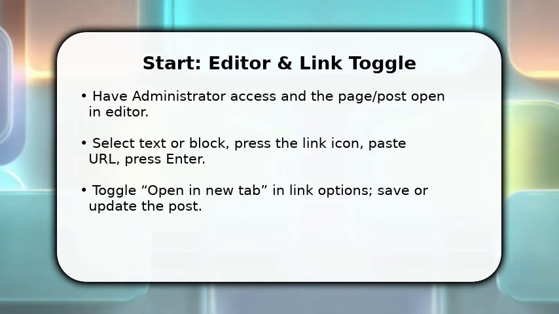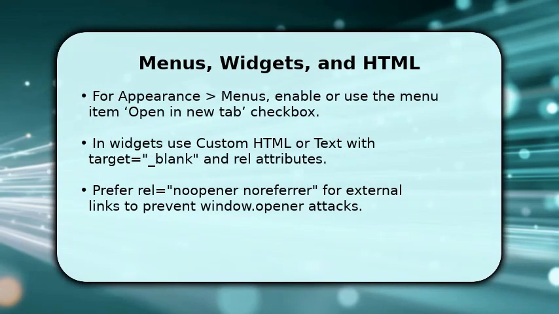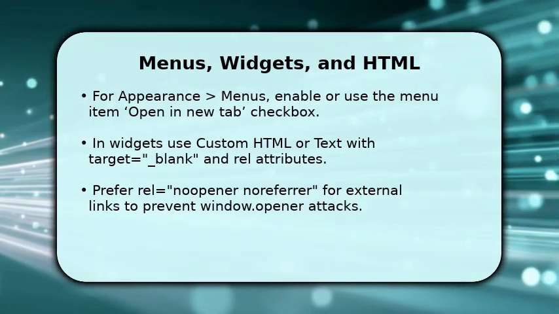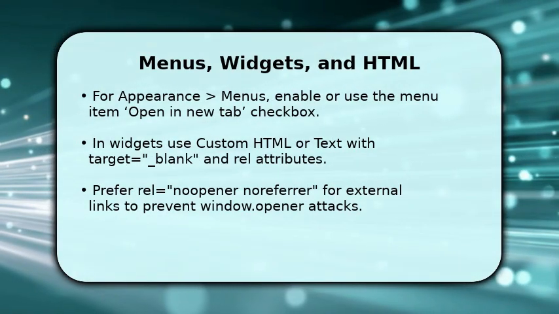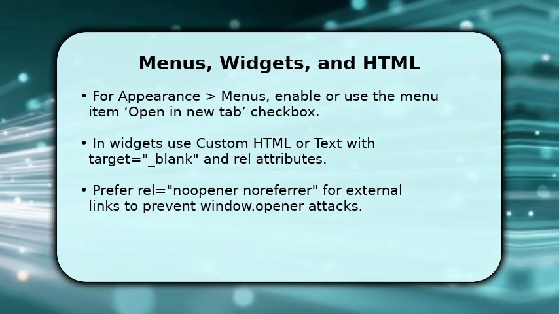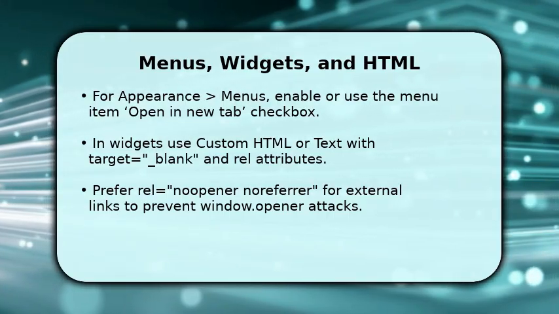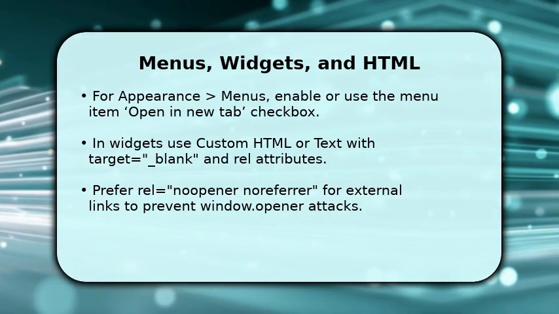Next, handle menus and widgets. Open Appearance, right arrow, Menus, expand the menu item and check Open in new tab. Enable Link Target in Screen Options if not visible. For widgets, add a custom HTML or text widget and include target equals blank on your anchor. Then add rel equals noopener noreferrer for security.